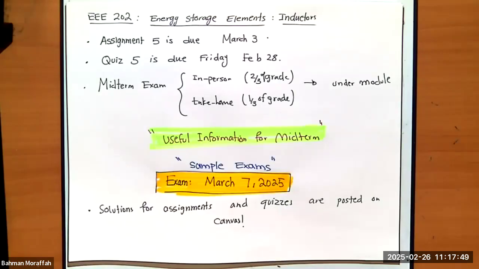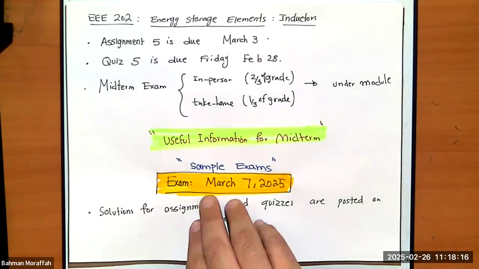So what we're going to be doing today, we're going to talk about another storage element, which is inductors. Last time we talked about capacitors, and we said capacitors store energy in an electric field. And we said there is another type of storage element, which stores energy in a magnetic field. And we call that inductors. Let me quickly review whatever we had for capacitors, and then move on to the inductors.